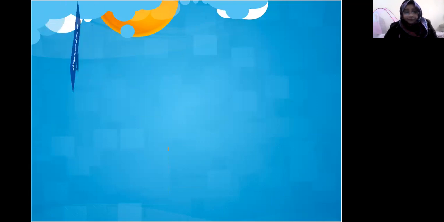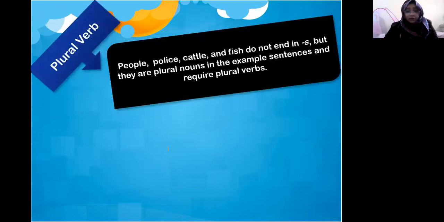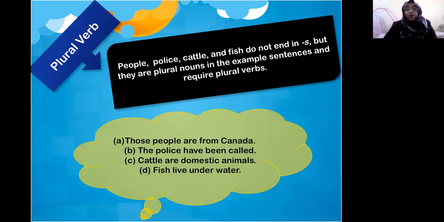Okay. Now see some about plural verb. People, police, cattle, and fish. These are expressions that are always plural. They are plural in themselves. There is no singular of them. People, police, cattle, fish, they are plural. And whether it is singular or plural is decided generally by its syntactic structure, or we can say by its sentence. For example, we can say those people are from Canada. We will never say those people is from Canada, because it is always plural.